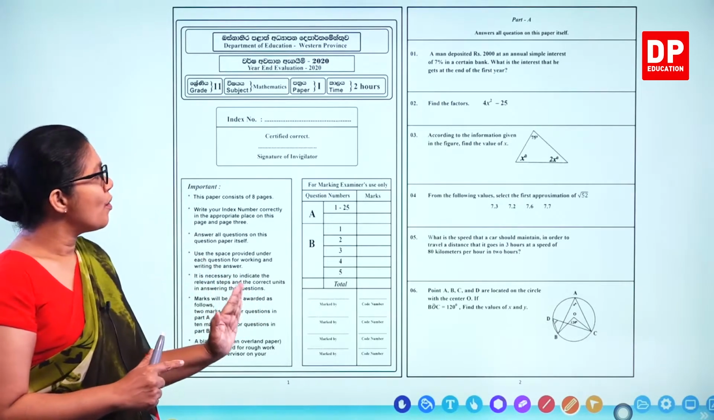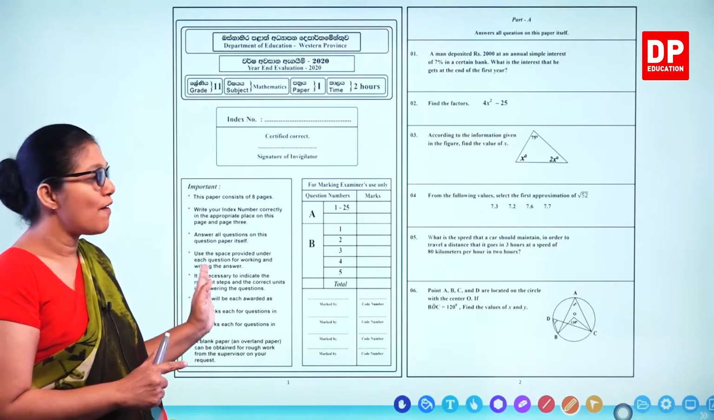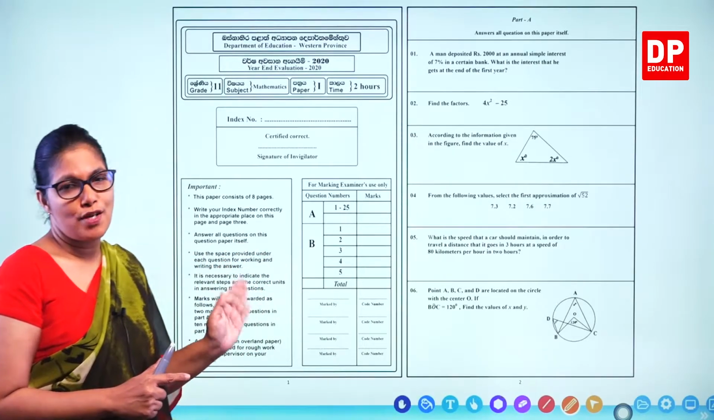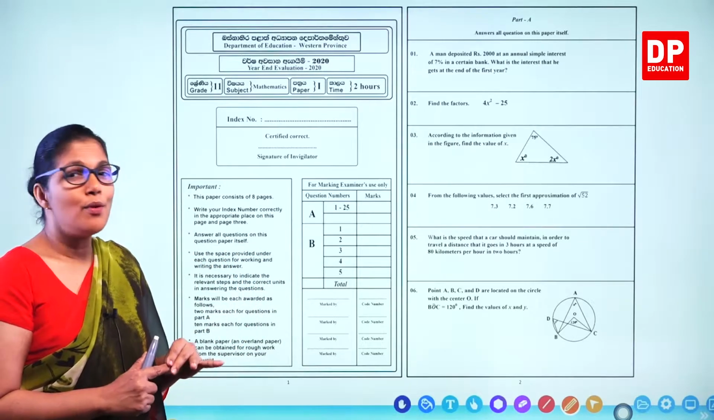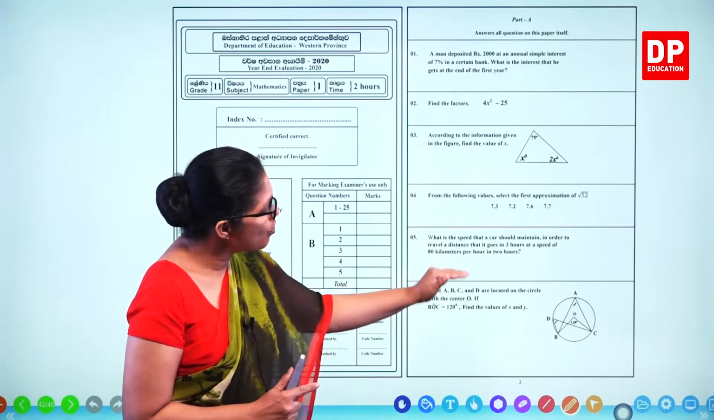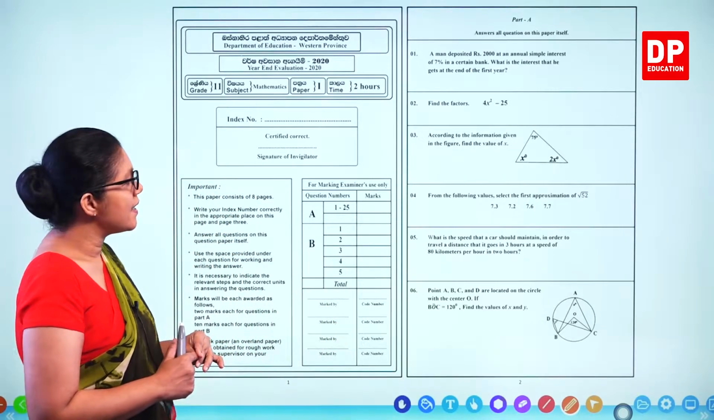You already know there are 2 parts, part A and part B. Part A has 25 short questions and part B has 5 long questions. In paper 1, you get spaces to write down the answers. So make sure that you write all the answers within the space provided.